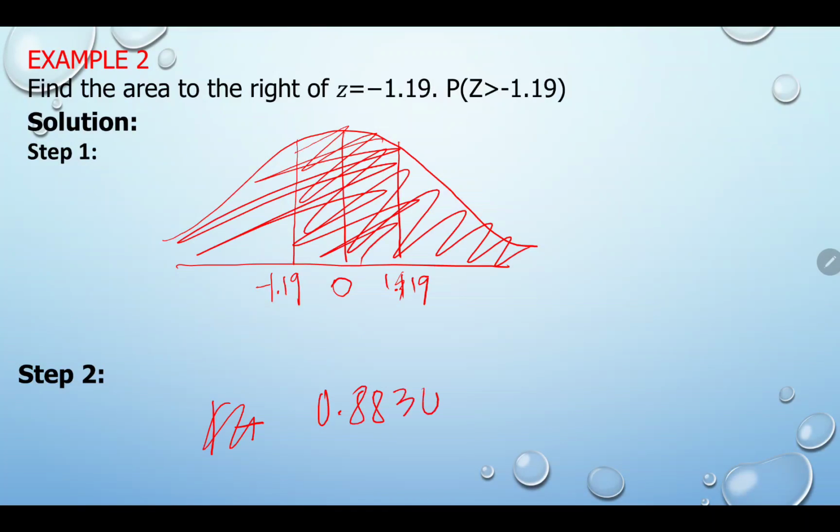0.8830. Kasi yung Z table natin may positive, may negative yan. If you use the negative one, so pwede ka mag-minus. So, since gamitin natin yung symmetrical property, we can get it already right away.